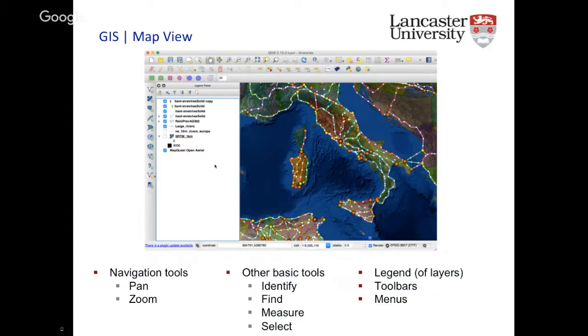It will have other basic tools that would enable you to interact with the content in the map. So you might want to identify a particular feature, you might want to find something, you might want to search for it, or do things with a very spatial aspect to them, like measuring. And then there'll be a legend that will enable you to add in or select specific layers, much in the way that Tom talked about last week.